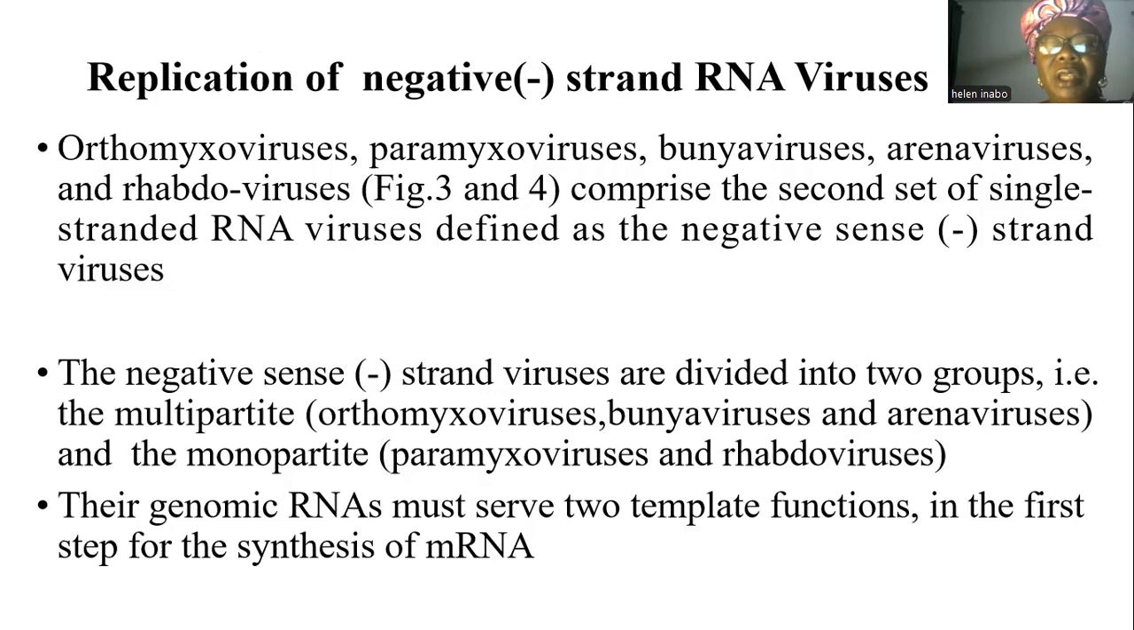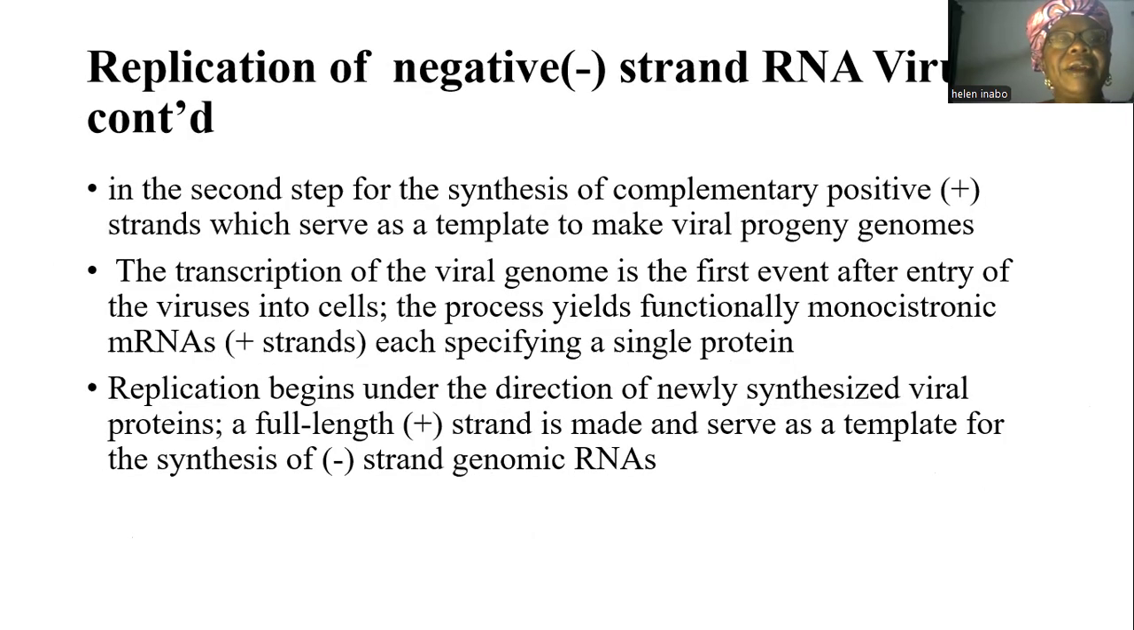Their genomic RNAs must serve two template functions: in the first step, for the synthesis of messenger RNA, and in the second step, for the synthesis of the complementary positive RNA strands, which serve as a template to make viral progeny genomes. The transcription of the viral genome is the first event after entry of the viruses into the cell. Here, the process uses functionally monocistronic messenger RNAs, which are positive strands, each specifying a single protein. Replication then begins under the direction of newly synthesized viral proteins. A full-length strand is made and serves as a template for the synthesis of negative strand genomic RNAs.